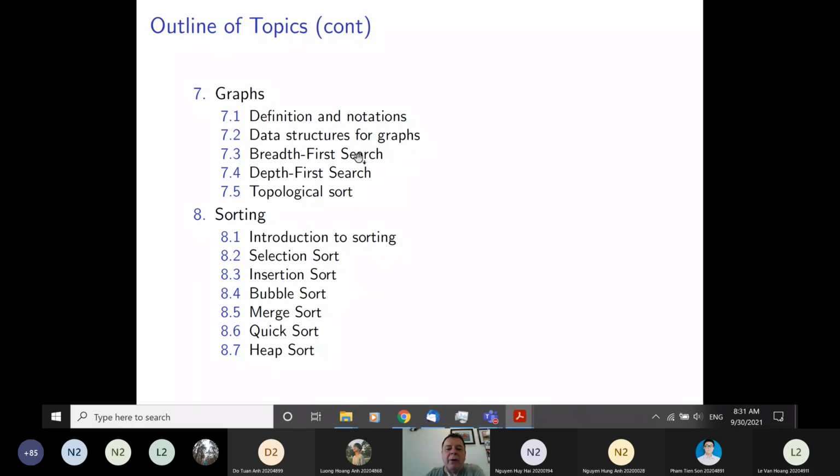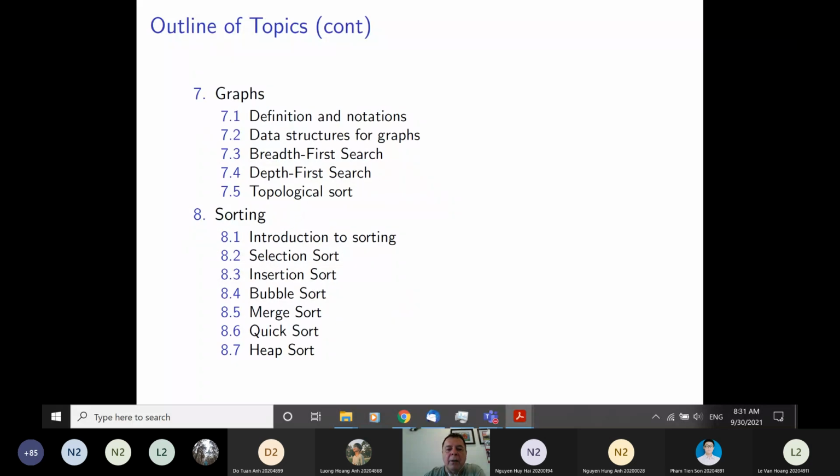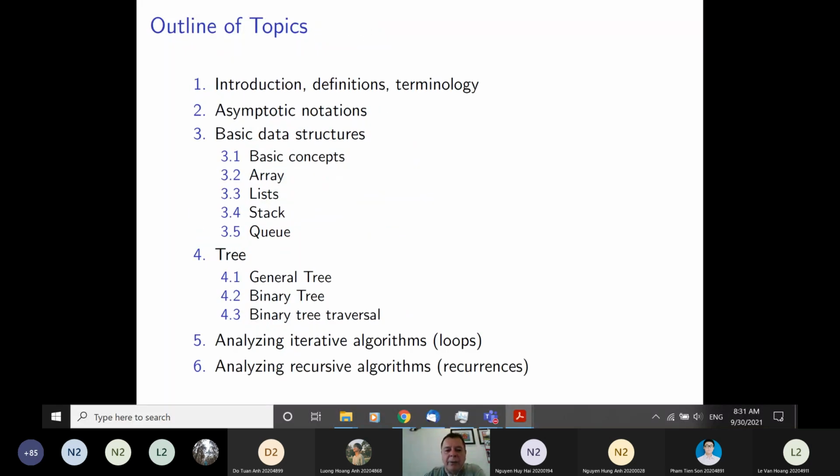Chapter 7 is on graphs, and then sorting algorithms. And finally, chapter 9 on searching. And finally, chapter 10 is about different types of algorithms: greedy, divide and conquer, and dynamic programming. This is the most substantial part of the lecture, actually, chapter 10. The others are preparation for you to see that.